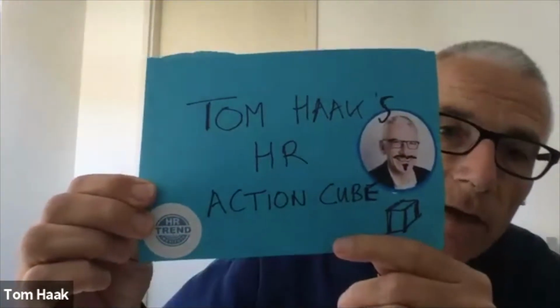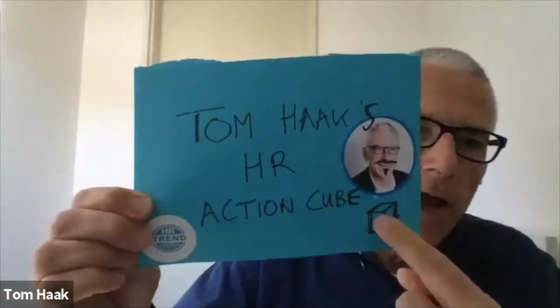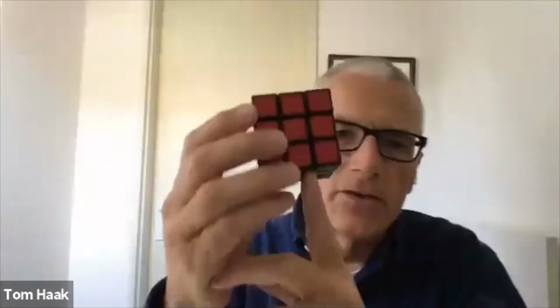I renamed my presentation. I hope you can see it. I renamed it to Tom Haak's HR Action Cube. And you see the cube there, that's me in the Corona time. So the Action Cube. I try to explain it this way: you all know the Rubik's Cube. And in the HR Action Cube, there are several dimensions. In fact, it should be a cube with more than 3 dimensions, but that's difficult to explain.